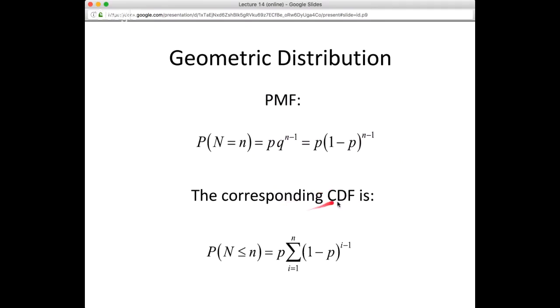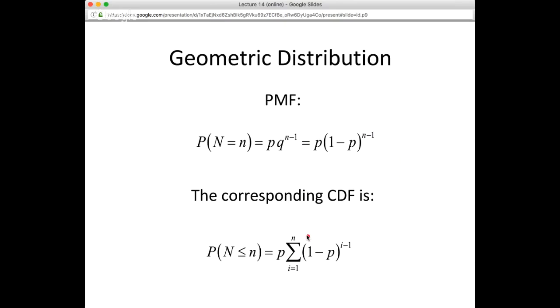And of course, the corresponding CDF is going to be the probability that that random variable, the number of trials to the first occurrence, is less than or equal to some specific number n. We can pull the P out because it isn't raised to anything that would keep it in the sum. And then we have the sum over trials, from i equals 1 to n.